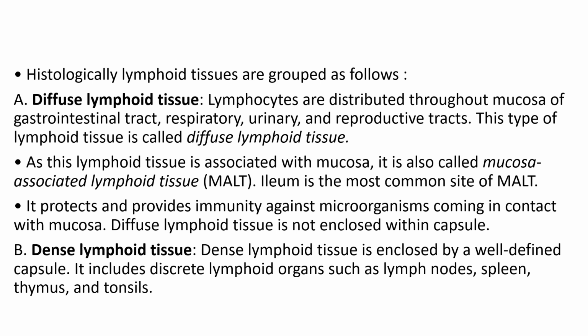Diffuse lymphoid tissue is also known as MALT, mucosa associated lymphoid tissue, because the lymphatic tissue is distributed over the mucosa. And the second variety is dense lymphoid tissue. Here the lymphoid tissue is densely aggregated and it is encapsulated, and it forms a discrete organ. For example, lymph nodes, spleen, thymus, and tonsil. So these are dense lymphoid tissues.